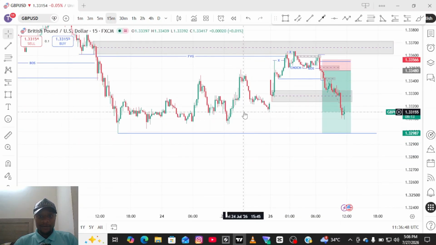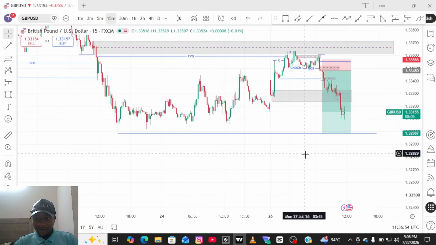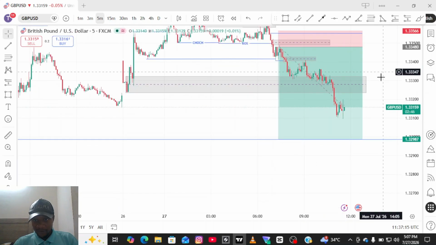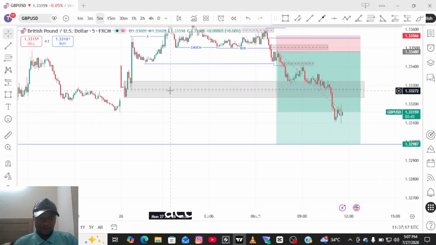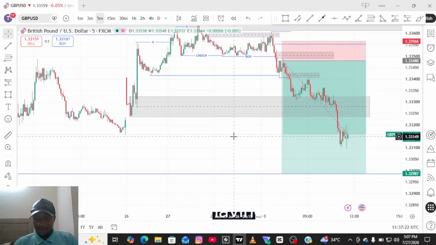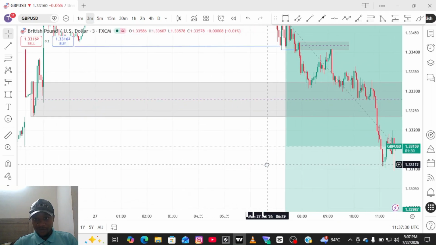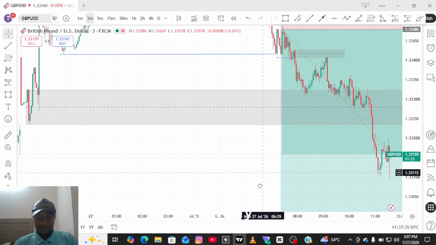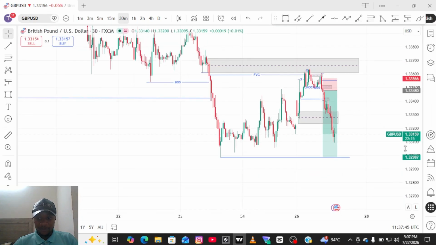Hello guys, after a while we are checking on the trades. You can see that everything is going according to plan. Now we are just waiting for the profit to get hit. Just stick to your own strategy and have faith and confidence in it, because if you don't trust your own strategy, no one will. Now you are just waiting for the take profit.